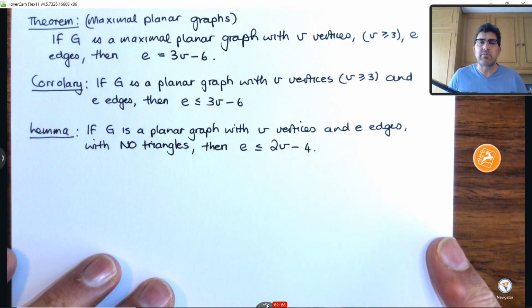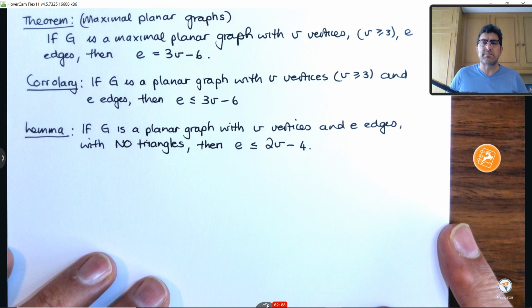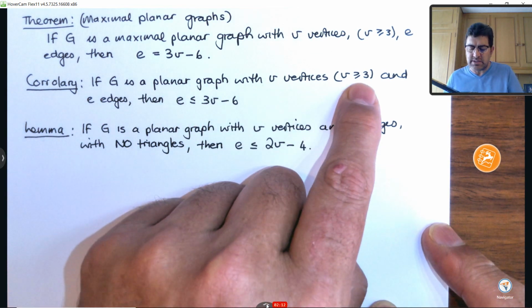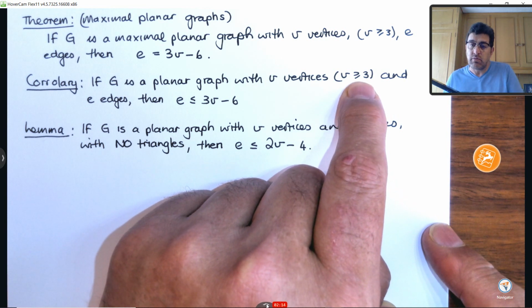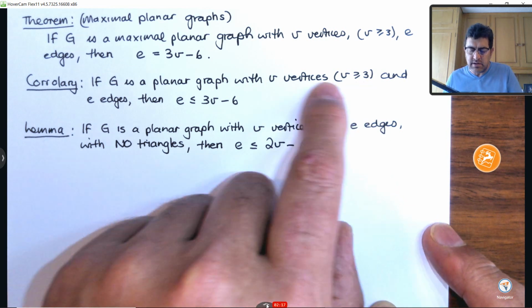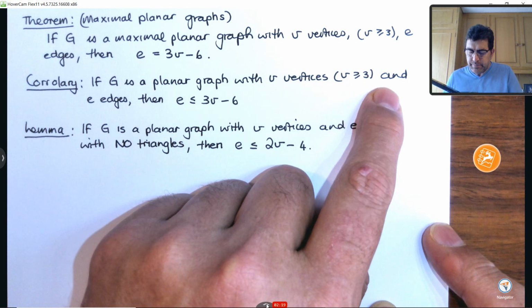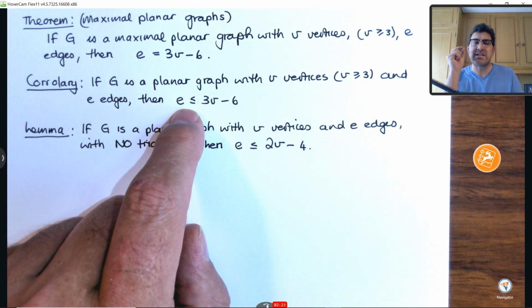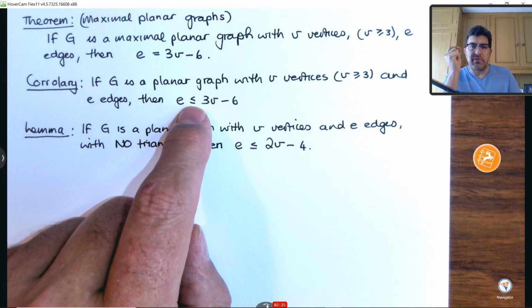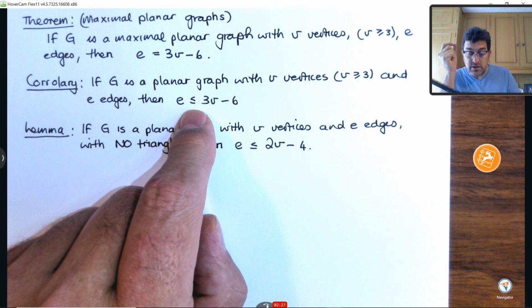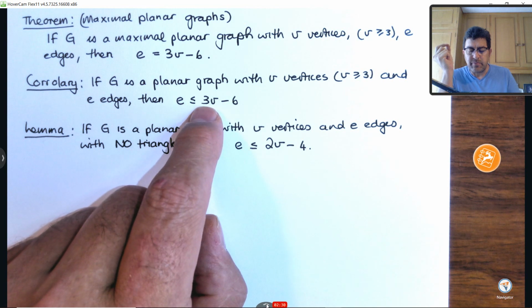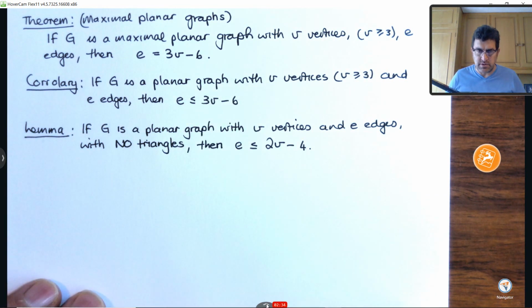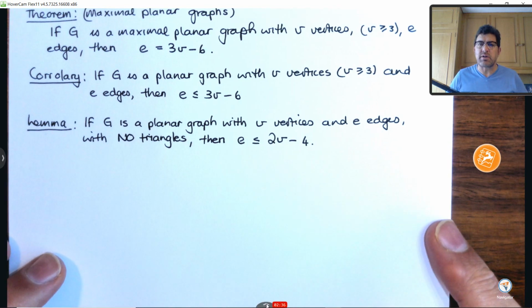From that came the corollary. Now what if it's not a maximal graph? If G is just a planar graph with V bigger than or equal to 3, so at least forming a triangle, and there's E edges, then the number of edges has an upper bound, and that is less than, or it can still be equal to, 3V minus 6. So this we call a bound. This is also a bound, and we're going to look at that now.